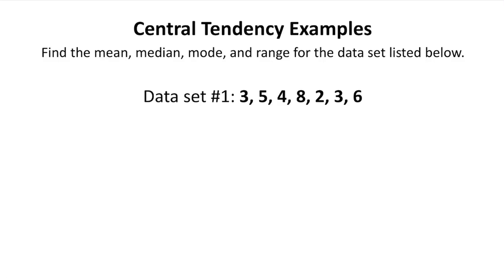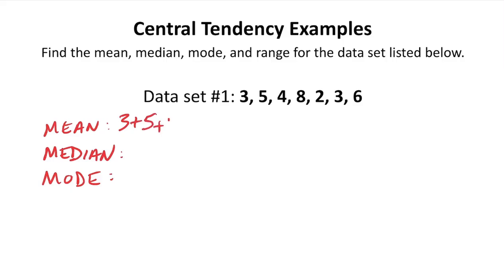All right, let's look at it real quick. So we're going to find the mean, the median, and the mode. And then we're going to talk about what a range is. So let's do the mean first. We're going to add all these up. 3 plus 5 plus 4 plus 8 plus 2 plus 3 plus 6.